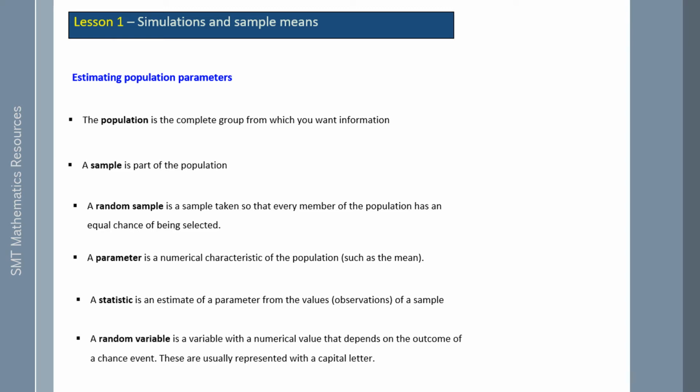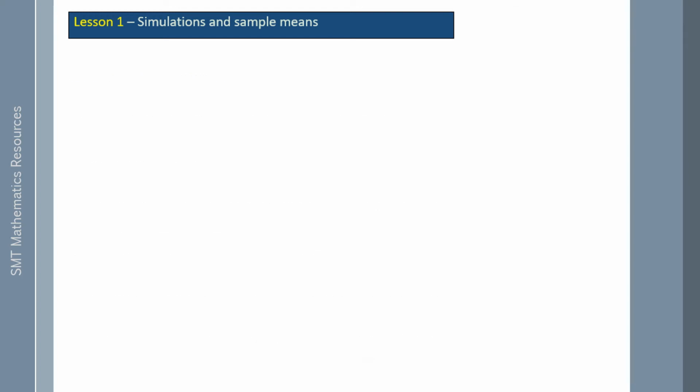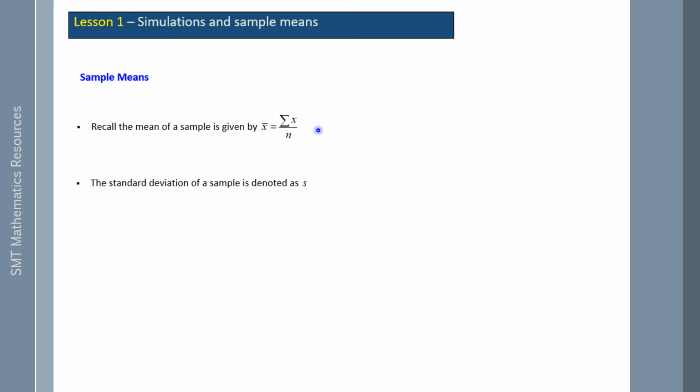A random variable is a variable with a numerical value that depends on the outcome of a chance event. These are usually represented with a capital letter. Sample means. Recall the mean of a sample is given by x bar, being the sum of the scores divided by n, the number of scores. The standard deviation of a sample is denoted as S.